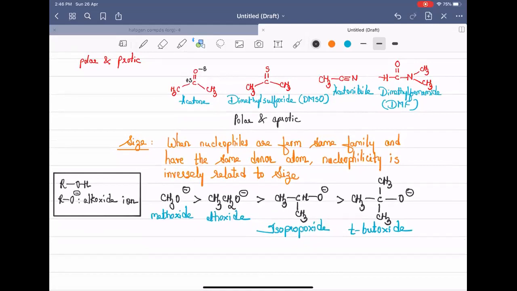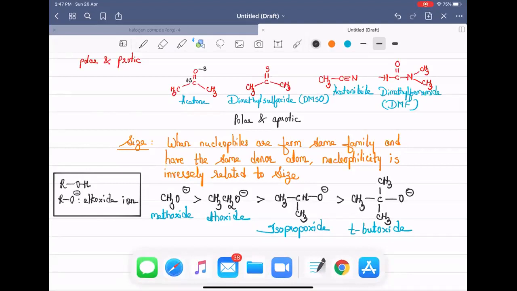In any other case, a case other than the rules that you have studied so far, the best way to do it is just check the electronegativity of the donor atom. A very simple rule. If you have two nucleophiles where the donor atoms are neither from the same period nor from the same group, where these normal rules are not properly followed, then you decide everything on the basis of the electronegativity of the donor atom.